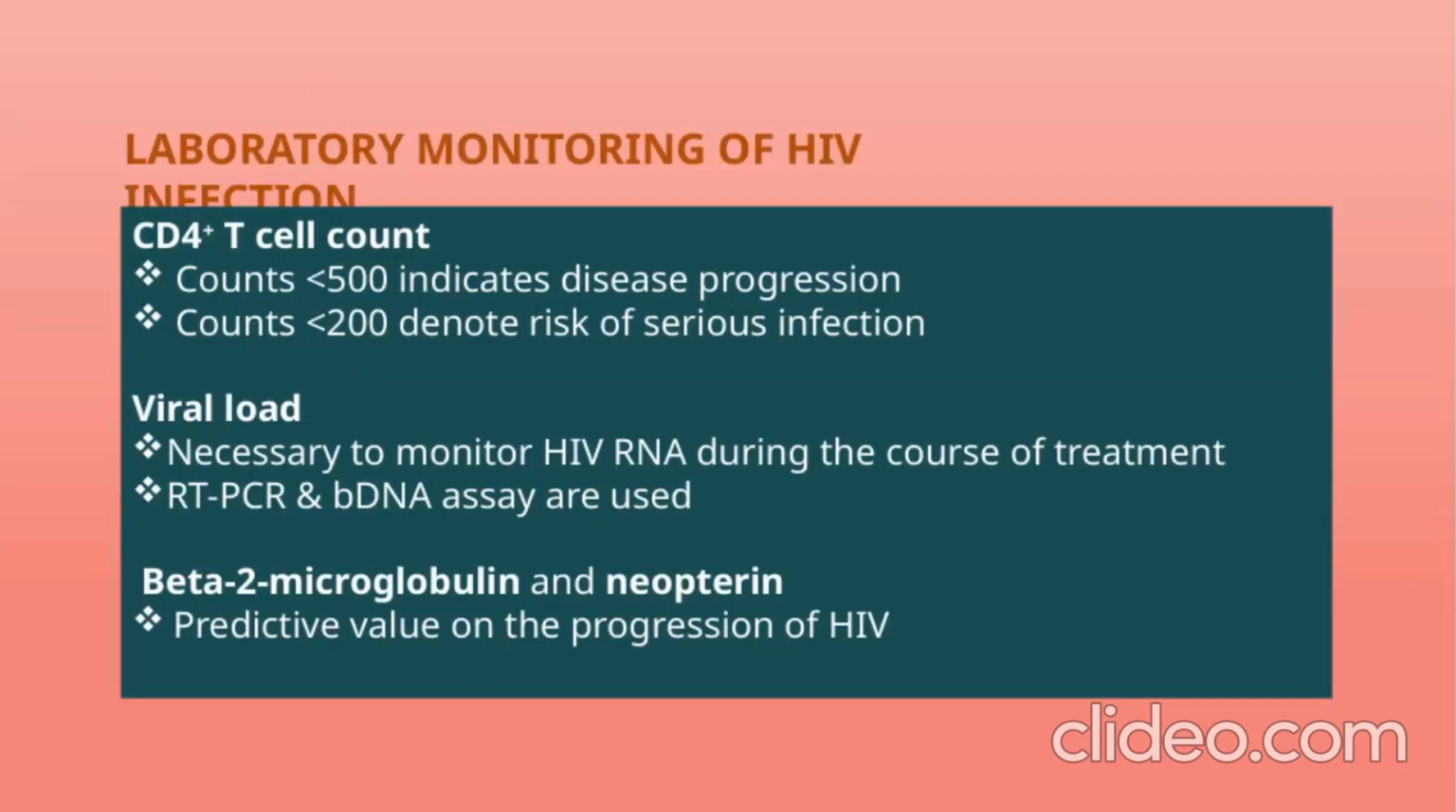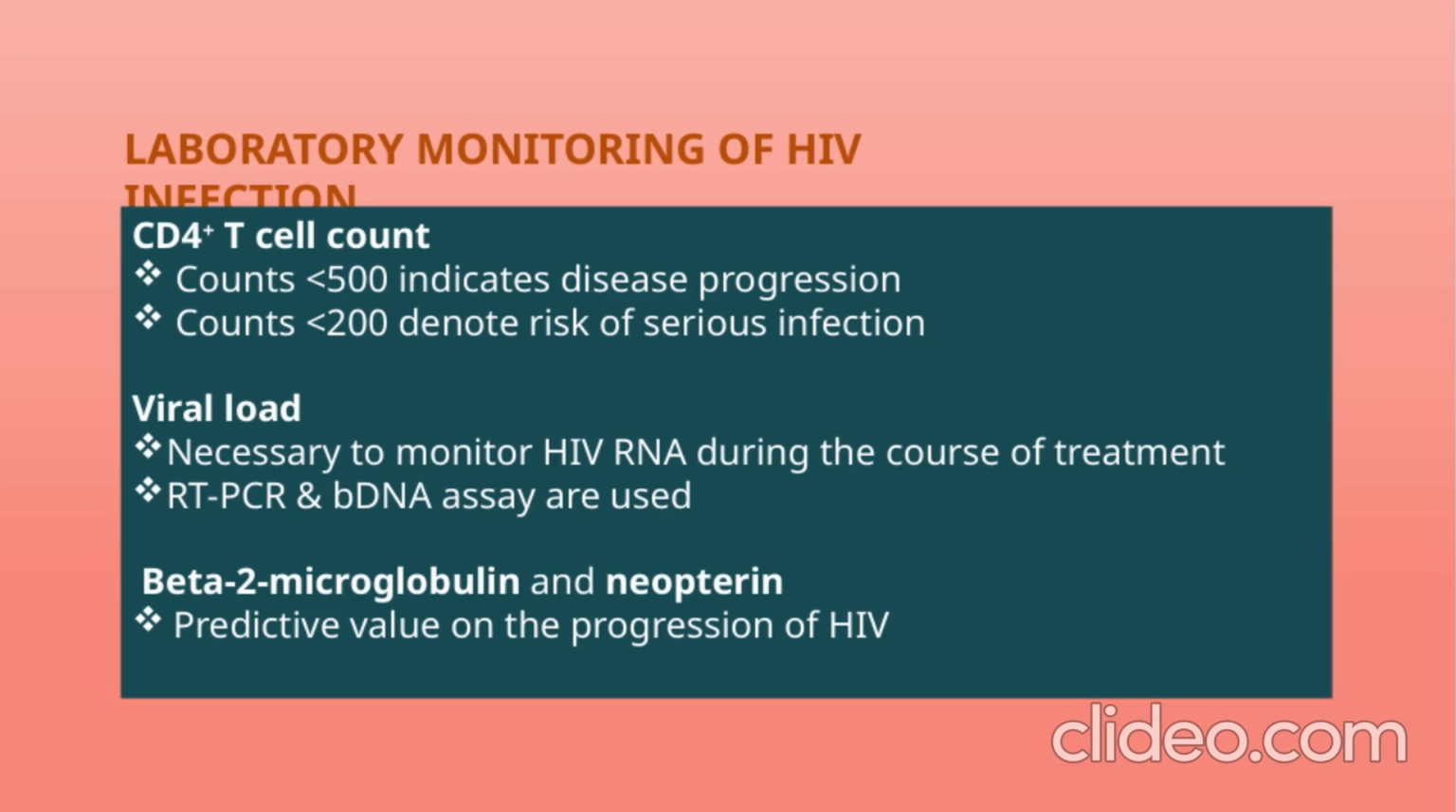Let's start by discussing the CD4 plus T cell count, which is a crucial marker in monitoring HIV infection. When the counts drop below 500, it generally indicates that the disease is progressing and the immune system is weakening. If the counts fall below 200, that signals a much higher risk of serious infections, meaning the immune system is severely compromised.